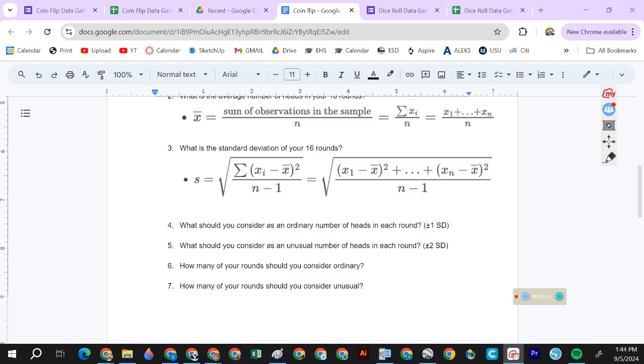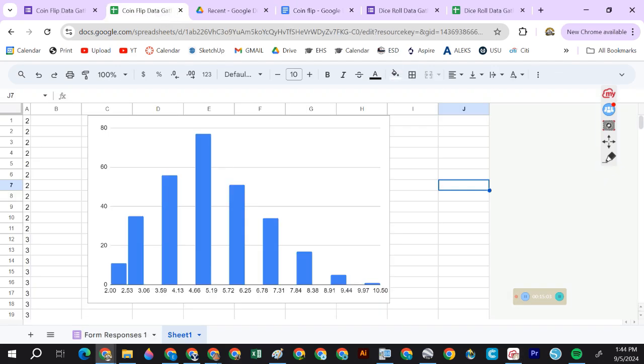Coin flip data. So here is the class data. My histogram has really weird numbers. But is that normally distributed? It's pretty close, right? That looks pretty normal. There is a little bit of a long tail on that right side. Does it look like most people scored 3 or 4 or 5 points? Yeah, it does. Okay, so that is sort of a usual outcome.